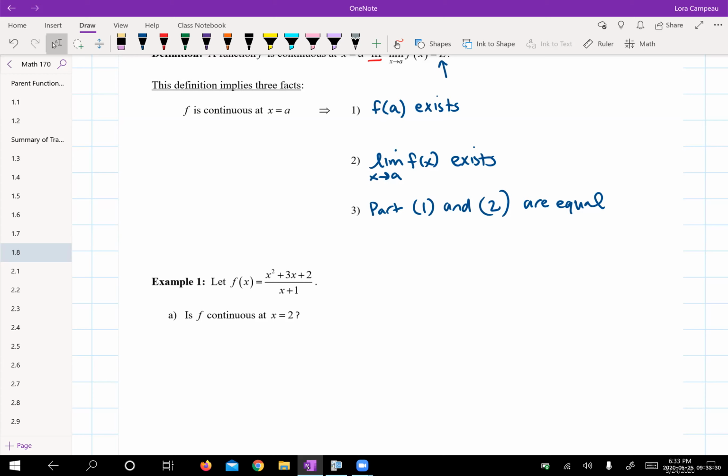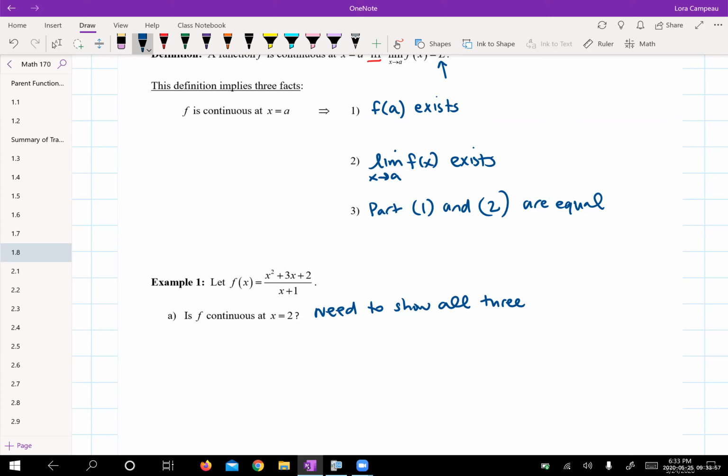Is f continuous at x equals 2? So a lot of times we can visualize it and say most likely, but we need to apply the definition, and we want to do this a little more formally. So what we want to do is we need to show all three things. So I'll write that down. So we want to show that all three facts are verified.